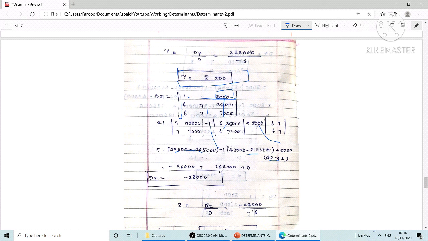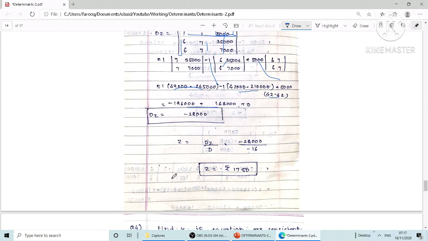Here we will do subtraction and the sign of the greater number will come, that is minus. Here the sign of the greater number is minus. When we will subtract both the numbers, we will get minus 28,000. So the value of Dz is minus 28,000.